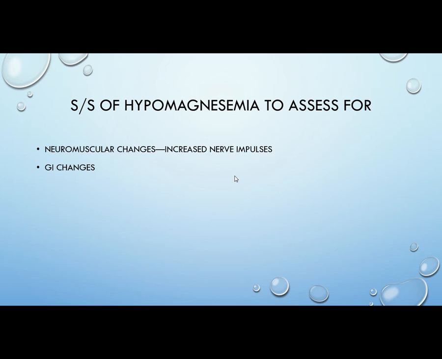They will have positive Trousseau's and Chvostek's signs, which are just like hypocalcemia. GI changes result from decreased smooth muscle contraction, which reduces motility. These patients are going to exhibit anorexia, nausea, constipation, abdominal distension, and they are at high risk for a paralytic ileus, especially if that magnesium level is severely low.